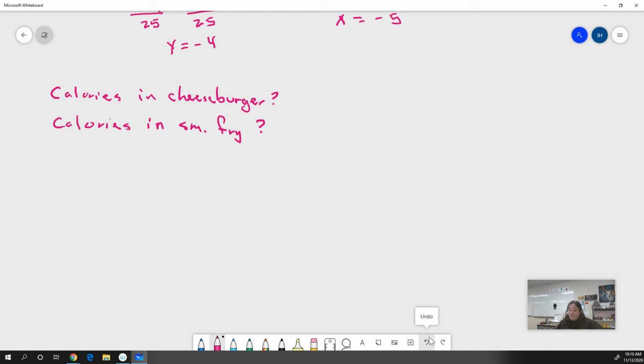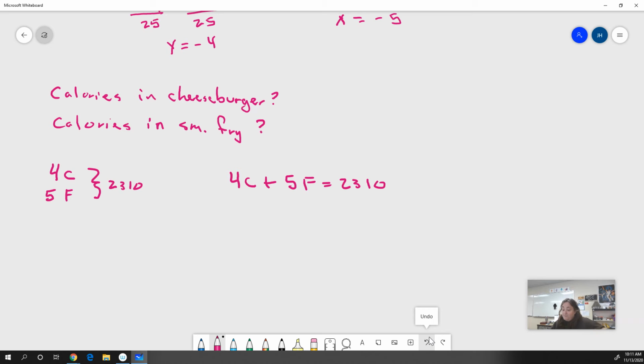So let's look at it again. It says, at the fast food restaurant, we've got 4 cheeseburgers and 5 small fries. So let's call those 4C and 5F, and they're saying that they equal together 2,310 calories. So they're saying 4 cheeseburgers plus 5 fries equals 2,310 calories. We have an equation there.